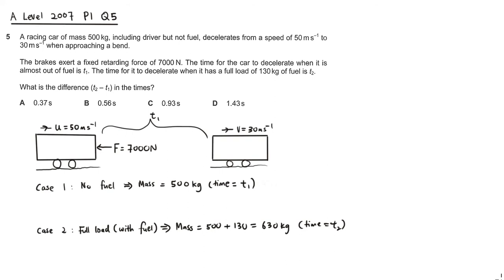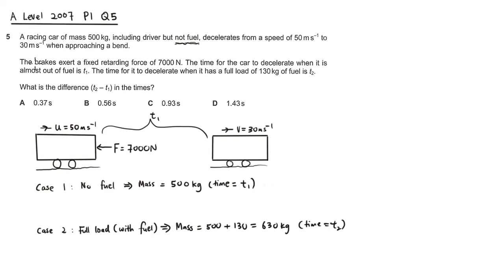Alright, for this question here, we can see that a racing car of mass 500 kg, including driver but not fuel. So in this case, there is no fuel for the first case. It decelerates from 50 to 30 meters per second when approaching a bend. So I have drawn here: initially the car is at 50 meters per second, then we decelerate to 30 meters per second.